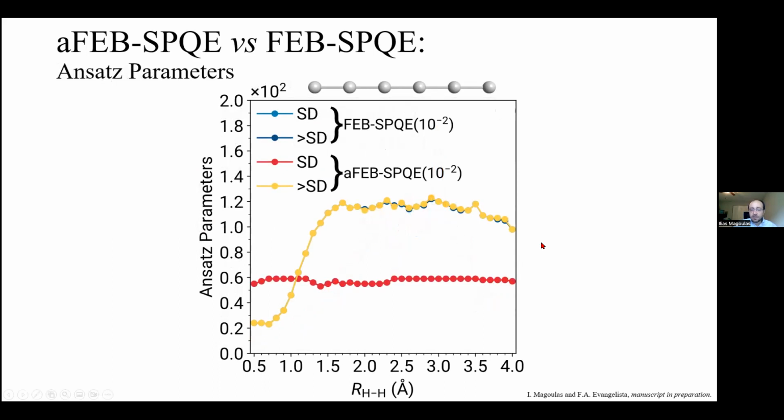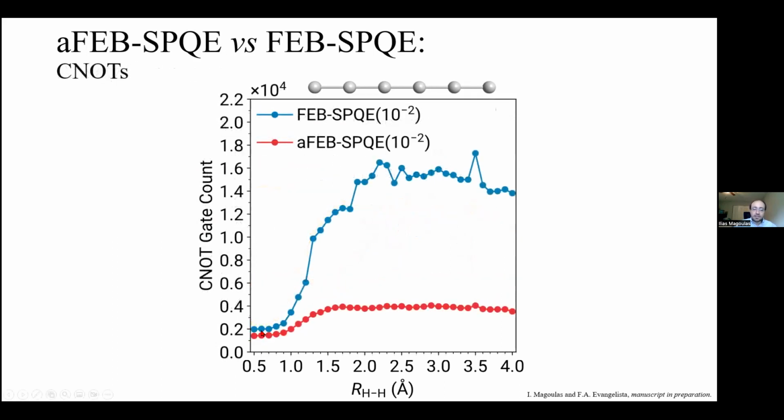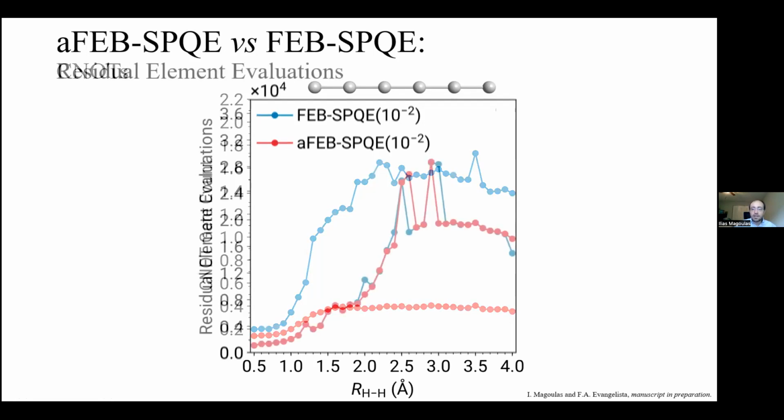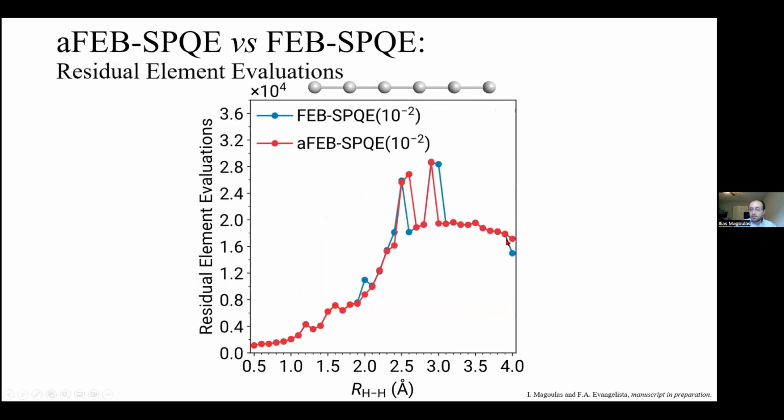If we look at the number of ansatz parameters, by doing this approximation, you essentially recover the same number of parameters as the parent approach, which is good. And if we look at the CNOT count, we were able to drastically reduce the number of CNOTs. Especially if we focus on the strong correlation regime, we were able to reduce the number of CNOTs by a factor of 4. So now SPQE is competitive with adaptive EQE when it comes to CNOTs as well. And this approximation is also characterized by a very low number of residual element evaluations.